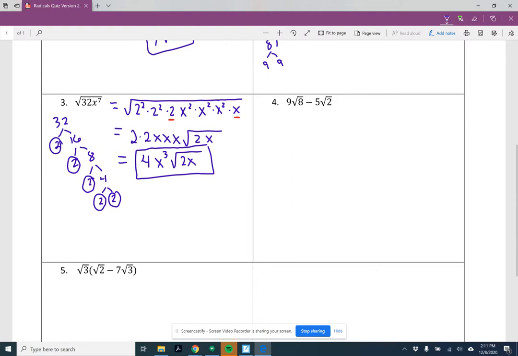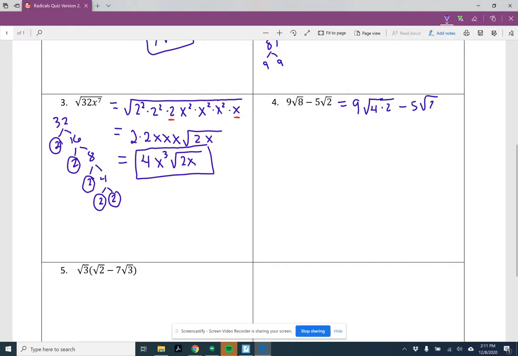Okay, example 4, or problem 4, sorry. Depending on the version you had, your quiz might look a little bit different. Some quizzes had a 7 here. The idea is exactly the same, so I'm going to do one of these. So, whoops. First thing I'm going to do, I'm going to take that 8 and I'm going to recognize that it's 4 times 2.